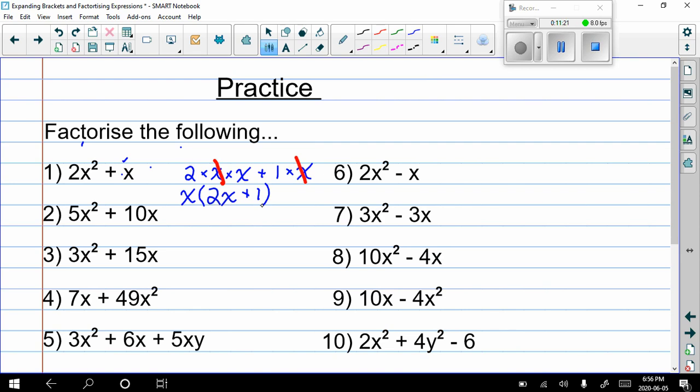Next one we're going to work with is our 5x squared and 10x. Our highest common factor is 5, so we're going to write it as 5 times by x, and then we're going to go plus 5 times 2 times x. We're going to find that we cross out our 5s, we can cross out an x, we have 5x bracket x plus 2.